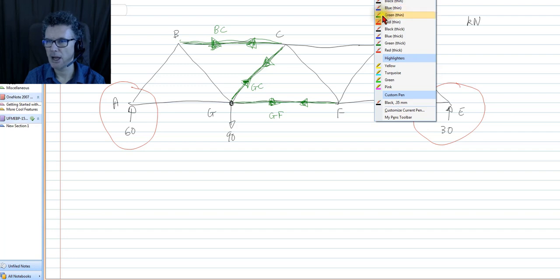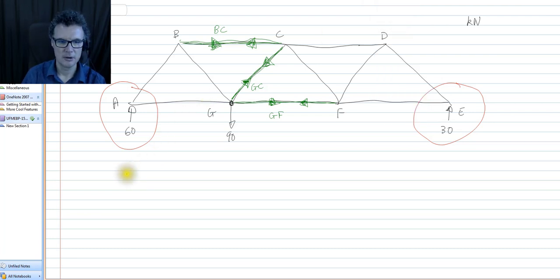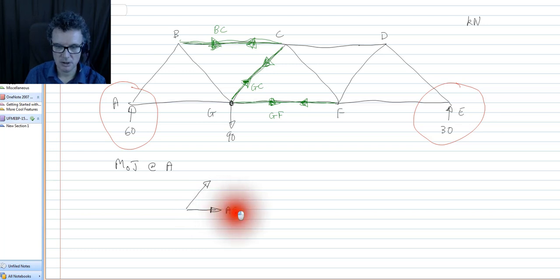So where's my thick black pen gone? So I'm going to do method of joints at A. So I need to do a free body diagram as if I cut round that joint, and we've cut through the members, and we've exposed the internal forces that are going on inside those members. And we're going to give them a name. So I'm going to call this AG. I'm going to call this AB.